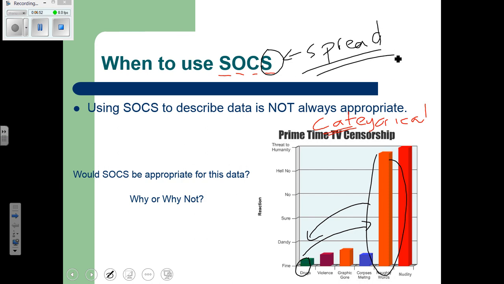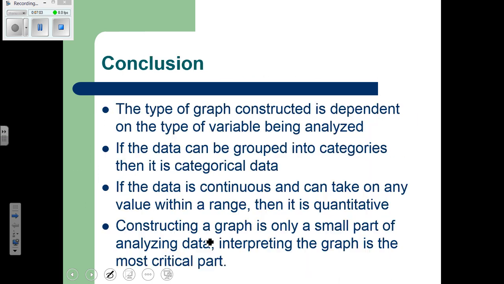So SOCS is appropriate when you have quantitative data. Quantitative data is what you want for SOCS. Right? So at the end of the day, things to remember, the type of graph we construct between the previous video and this one is dependent upon the type of variable that's being analyzed, right? So pie graphs, bar graphs are great for categorical, and then stem and leaf plots and dot plots at this point are perfect for data that's quantitative, whether it's discrete or continuous.